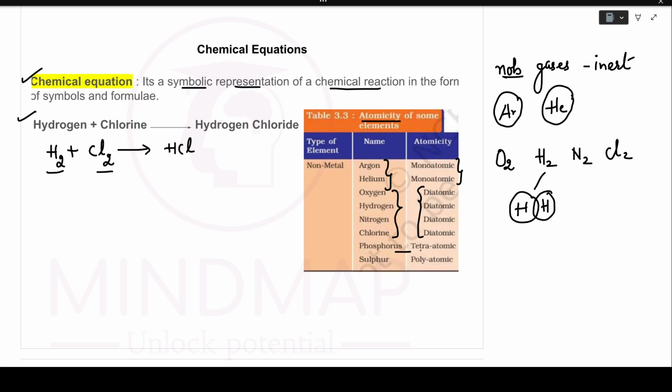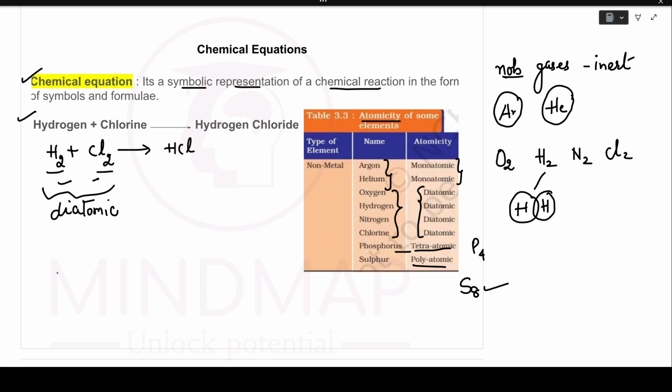Likewise, phosphorus is tetraatomic. Tetra means 4, P4. Sulfur is polyatomic. Poly means many, S8. This you have learnt in 9th. So that is why we have written H2 and Cl2, because these two elements are diatomic. They are not found in a free single state. Right? Okay. Now this is about non-metals.